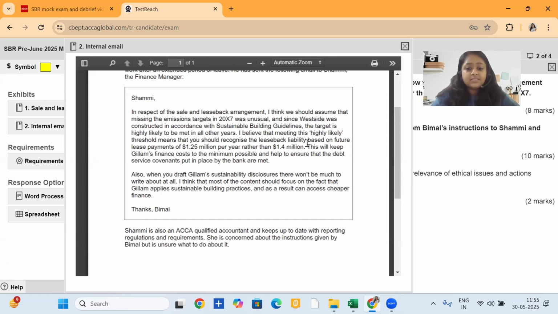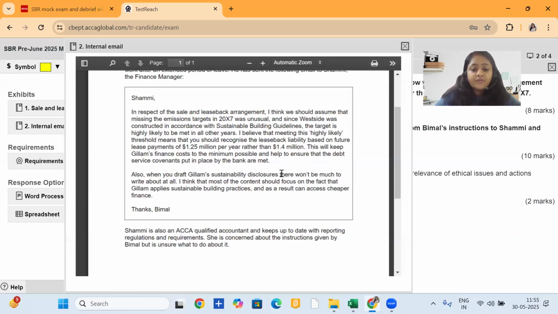I believe that meeting this highly likely threshold means that you should recognize the lease liability based on future lease payments of 1.25 million per year rather than 1.4 million. This will keep Gillim's finance cost to the minimum possible and help to ensure that the debt service covenants put in place by the bank are met.